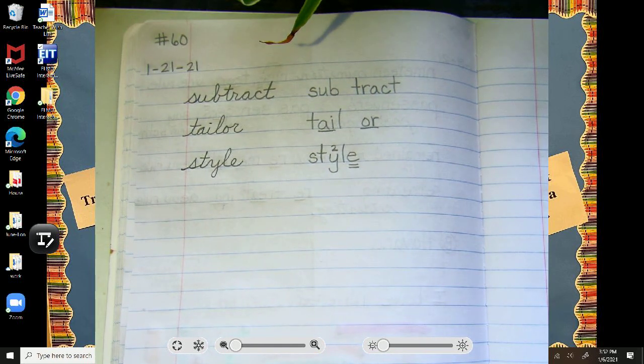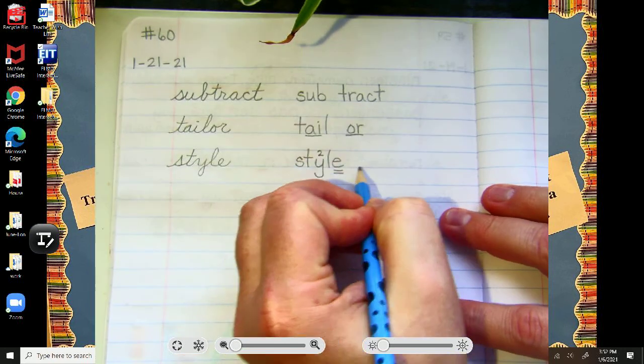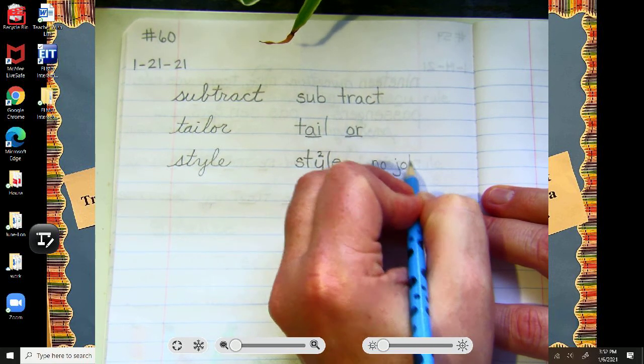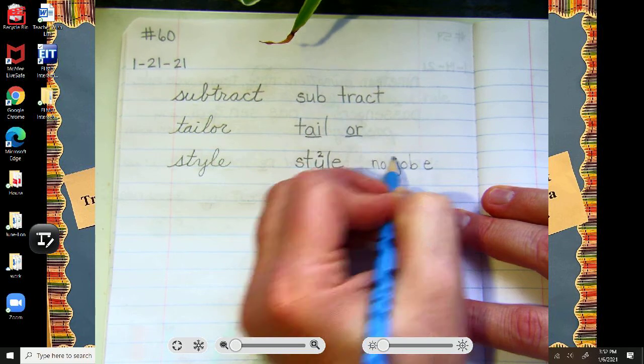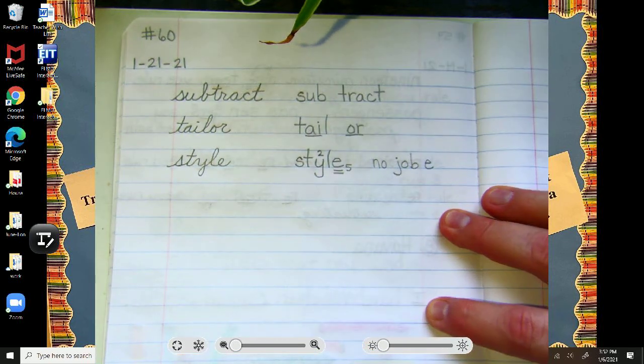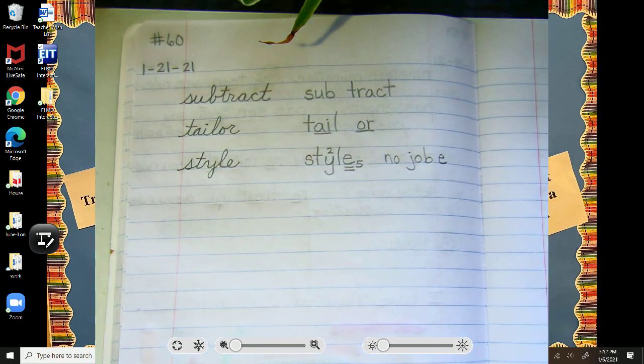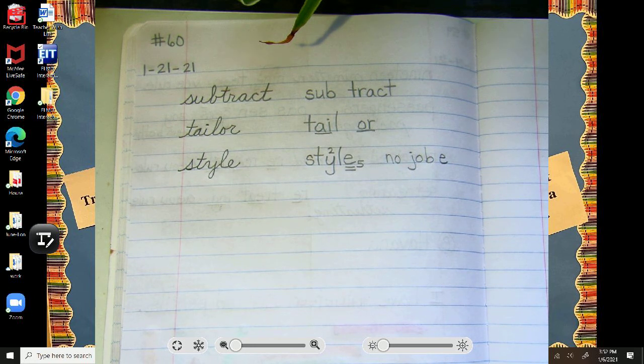What rule? Which silent final E did you write down? Did you catch that it was no job E? That would be correct. No job E. It's that cranky old curmudgeon of an E. Oh, I have been there at the end of that word since time began, and I am not going anywhere now. Right, that cranky old curmudgeon. Style. That might have been a tricky one, and scholars, that's okay. That's a growth mindset.